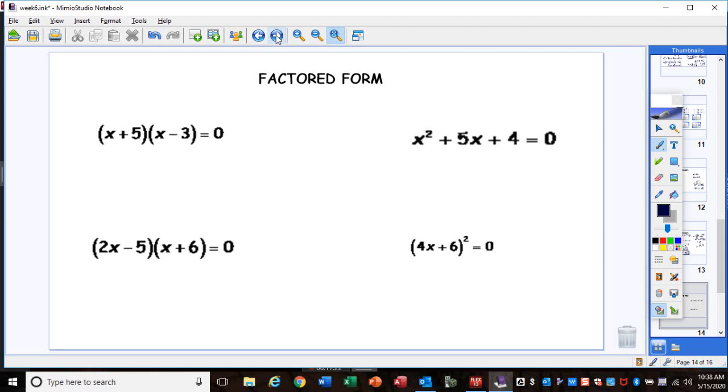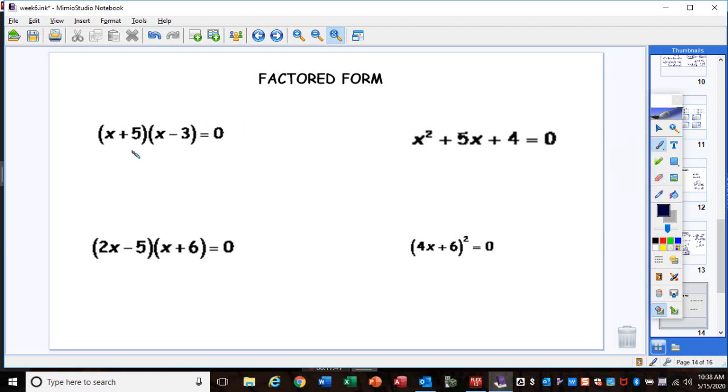So what we need to do is factor it first, if necessary. Now, some of these are already factored, but then we got to get the answer. Keep in mind, in Unit 7, we factored a trinomial, and we were done. But now in Unit 8, we have the equals. Now we want to solve.